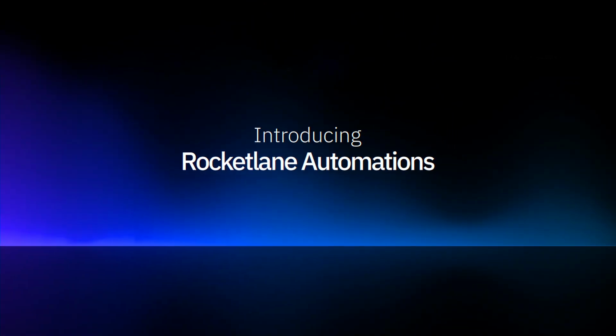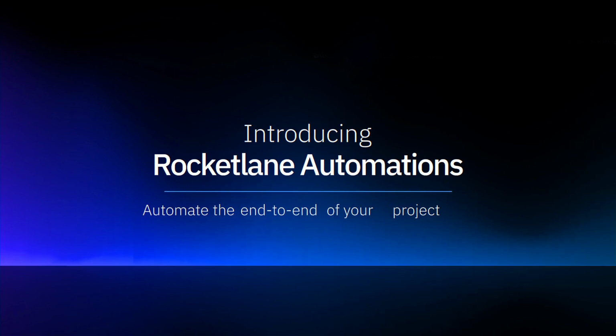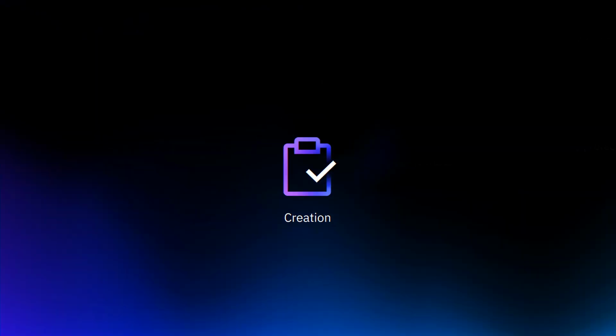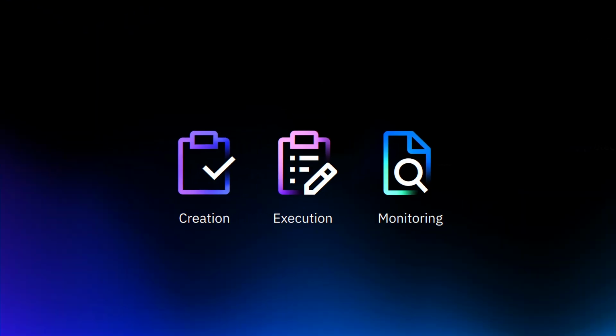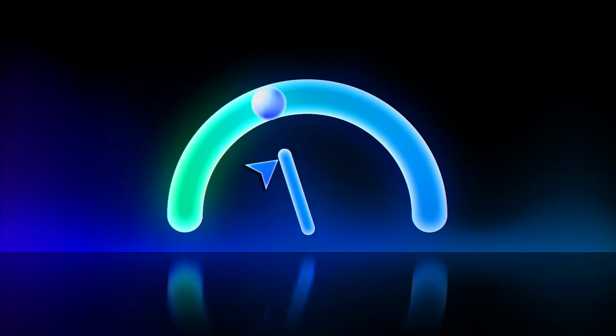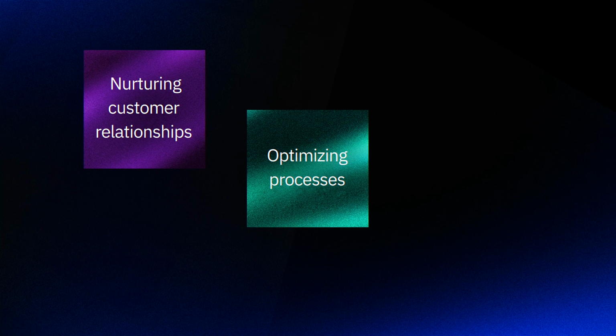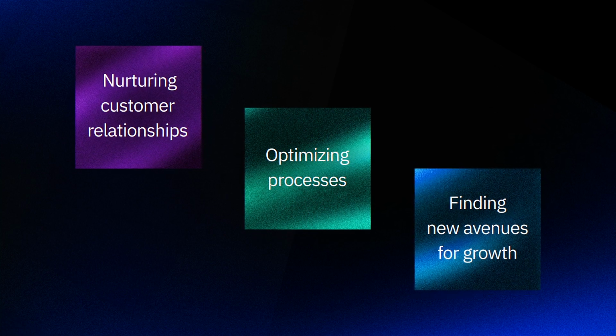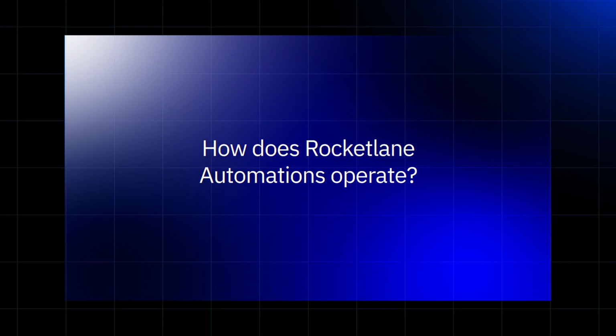Introducing Rocketlane Automations. Automate the end-to-end of your project lifecycle, from creation, execution, monitoring, to delivery. And reclaim time for work that truly moves the business needle, be it nurturing customer relationships, optimizing processes, or finding new avenues for growth. How does Rocketlane Automations operate?